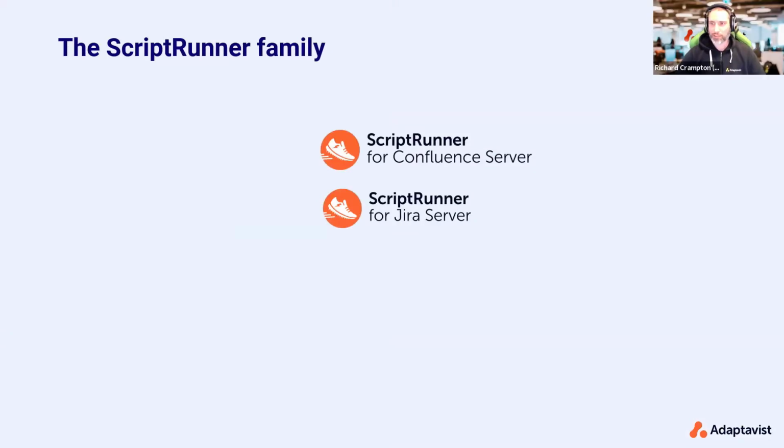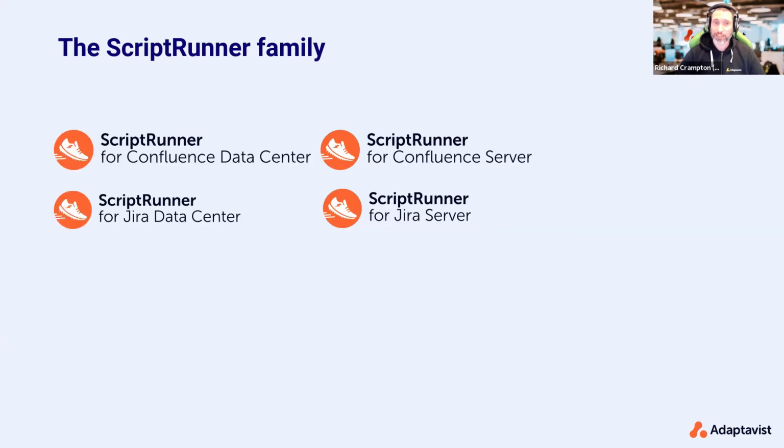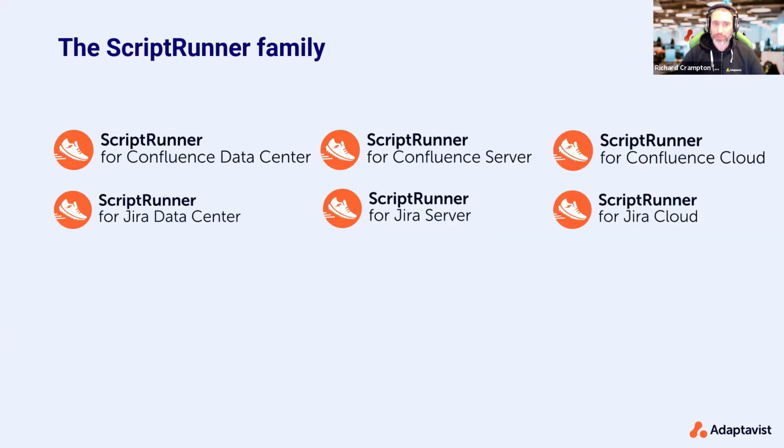Perfect. Thank you very much for that, Phil. So we've seen when we're talking about ScriptRunner for Jira and Confluence, the capabilities there, but let's talk about the coverage as well. These apps are available for the on-premise server as well as data center installs, along with a rapidly maturing version for Atlassian Cloud.